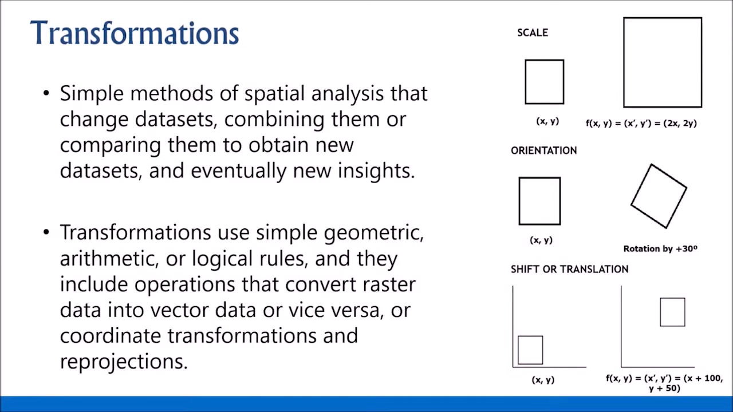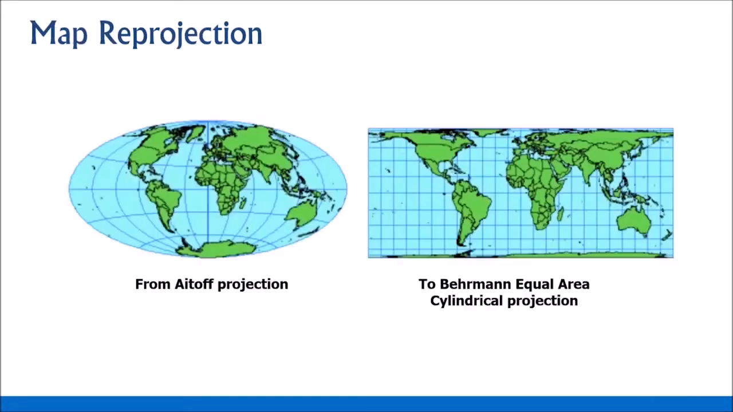Now, transformations. So these are just converting your original data sets into newer data sets. So you can combine them, you can compare them to obtain new data sets. So another example of a transformation type of spatial analysis is map reprojection. So reprojecting from one projection to another.